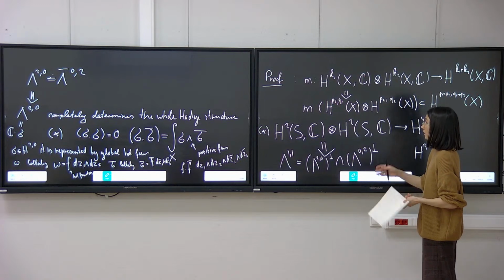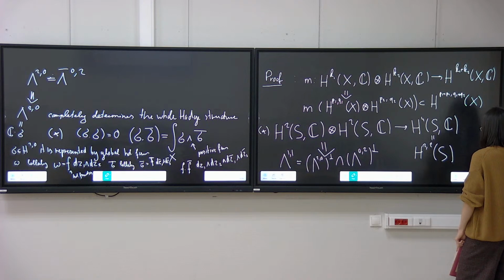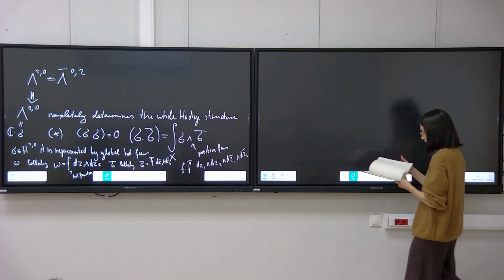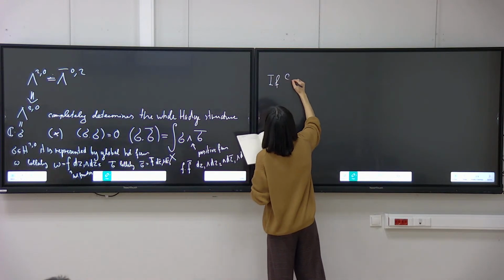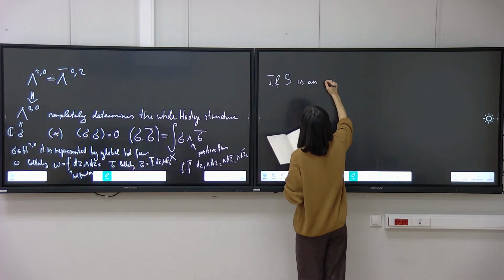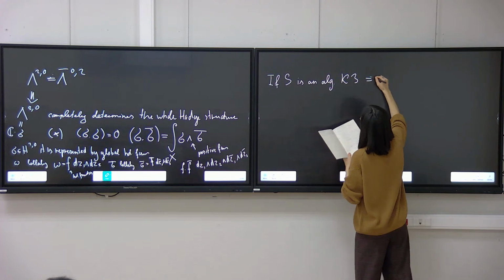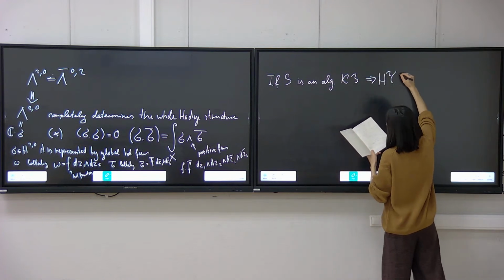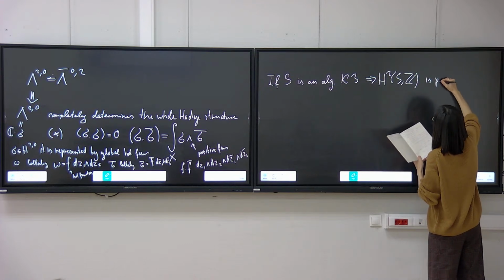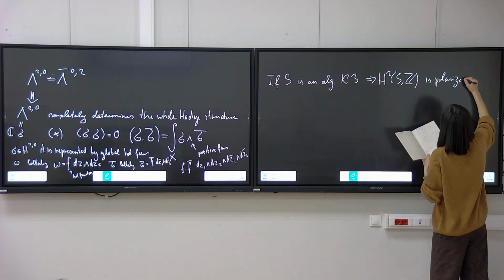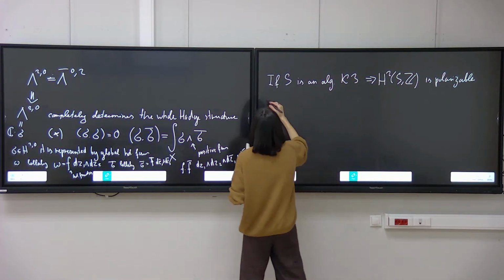This was a statement about Hodge decomposition for a K3 surface. And now also let me say that if S is an algebraic K3, then the corresponding Hodge structure is polarizable.